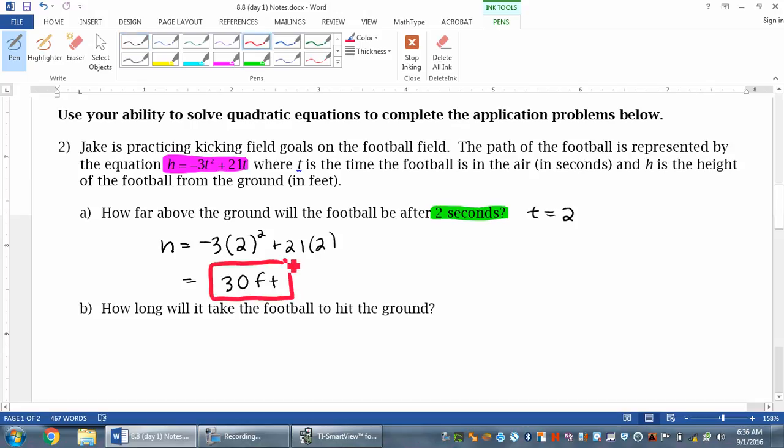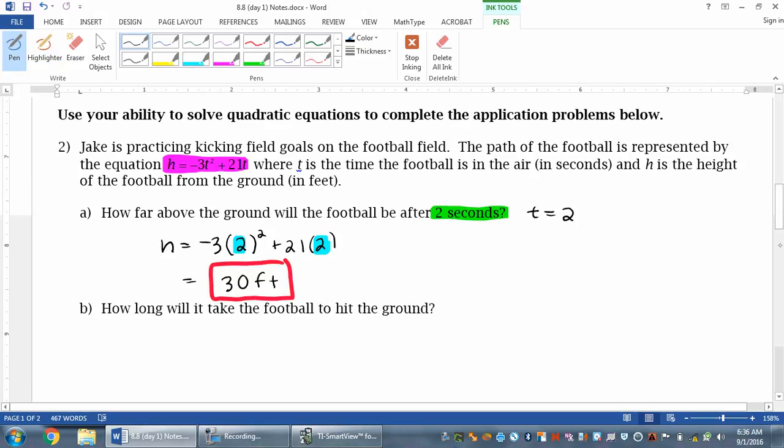Now, what I need you to make sure you're careful with is that part A and part B are two totally different parts. So just because I put 2 in place of t for part A doesn't mean 2 goes in place of t for part B. I start from scratch from the original equation.